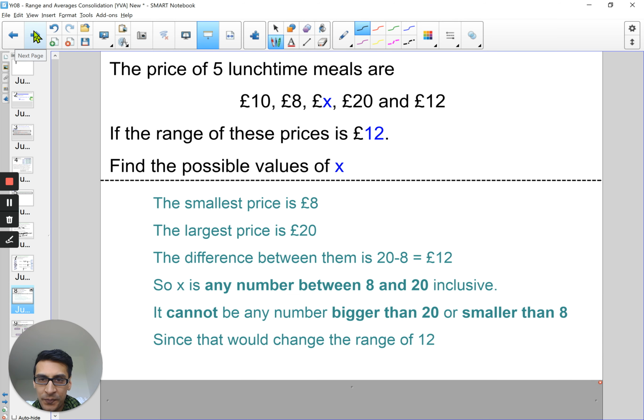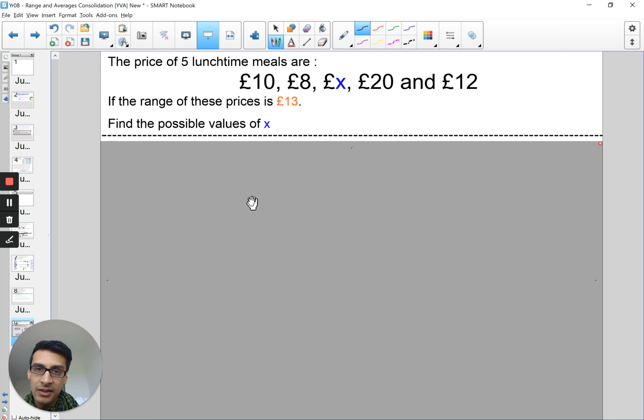Okay, so now I'm going to do a slightly harder question. You have the same prices as before, except the x has been reset. It might be different in this case. And the range this time is 13, not 12. Find the possible values of x. This is a really nice puzzle question that should take you maybe 2 minutes to do. So pause the video and then I'll go through it with you.